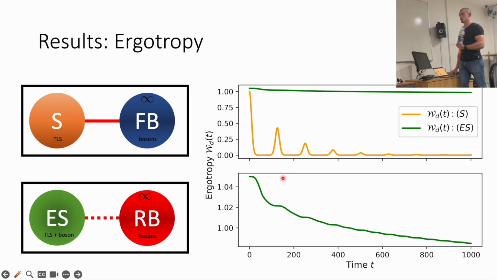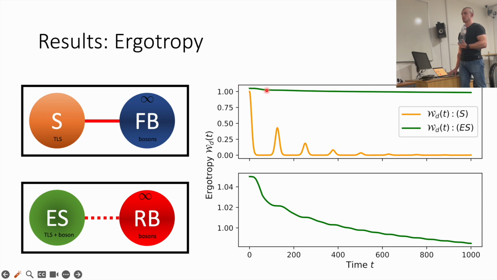So here we look at the ergotropy. Before, we were looking at changes in the bath, right? We were looking at the changes in the full bath, and we were looking at changes in the residual bath. Now, we're asking, how much work can I unitarily extract from the system, and how much work can I unitarily extract from the extended system? And they're shown by these orange and green lines, respectively. And we can see again that they're very different. But importantly, what we see is that there's a pretty significant increase in the amount of extractable work in the extended system compared to the system.